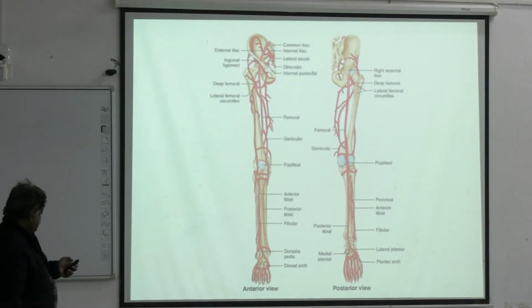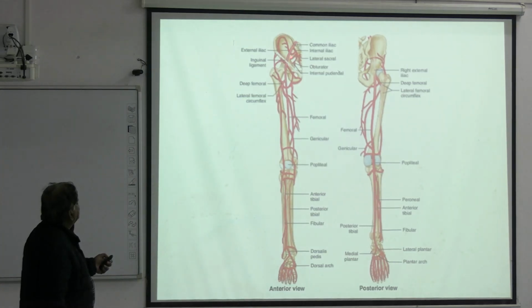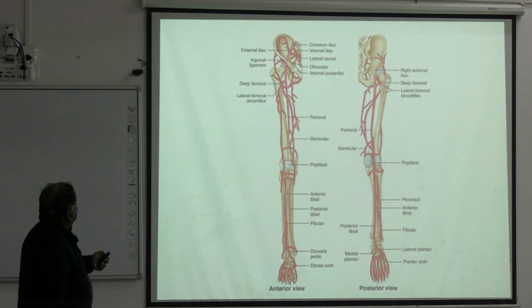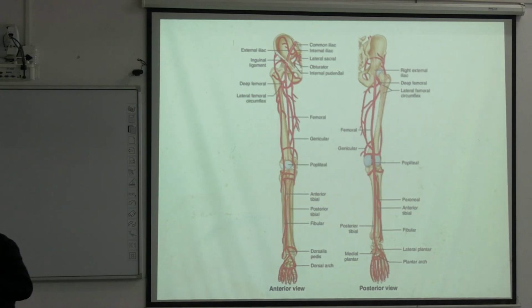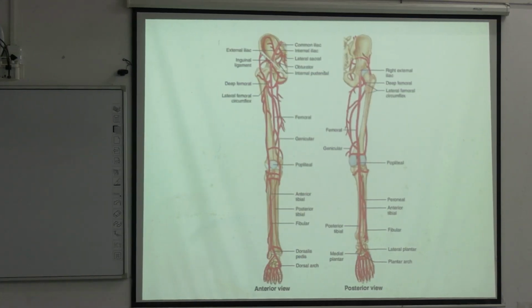Okay, now this is the picture of the external iliac, common iliac, internal iliac, lateral sacral, inguinal ligament, and this is the deep femoral, and you can see internal pudendal. Now, deep femoral, lateral femoral circumflex, then you go to the femoral artery. The genicular, genicular means the artery supplying the joint, genu and thigh.